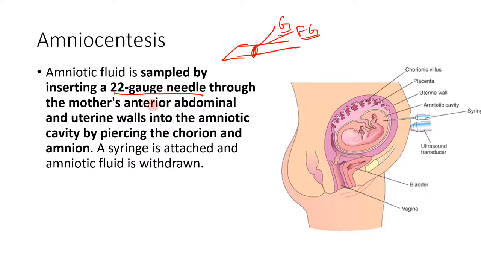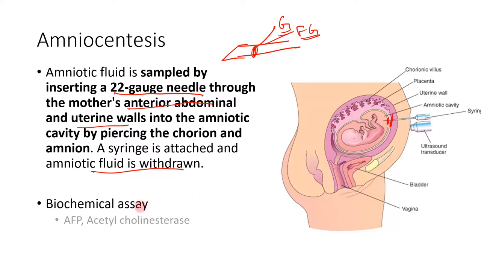Okay, this is a 22 gauge needle through the mother's anterior abdominal wall and the uterine walls into the amniotic cavity by piercing the chorion and the amnion. I hope you know what chorion and amnion are. If you don't know, go and revise. Okay. A syringe is attached and amniotic fluid is withdrawn. So you get some amniotic fluid.